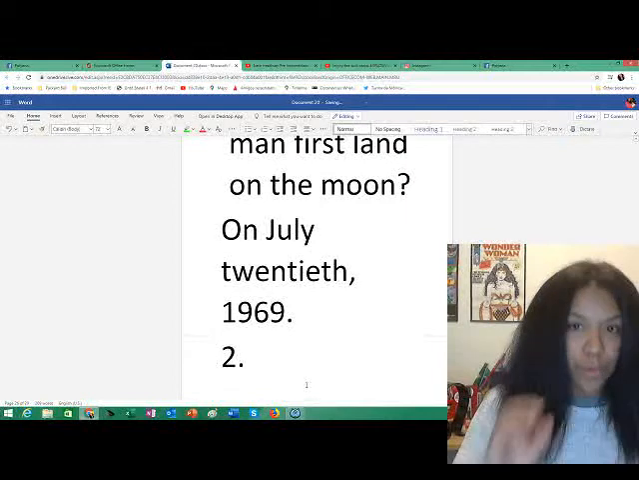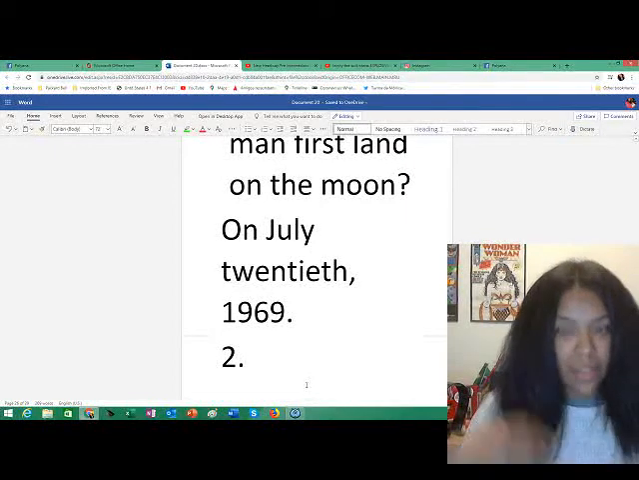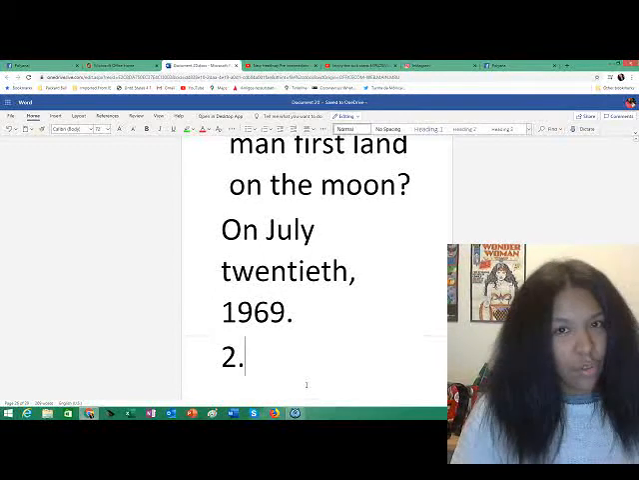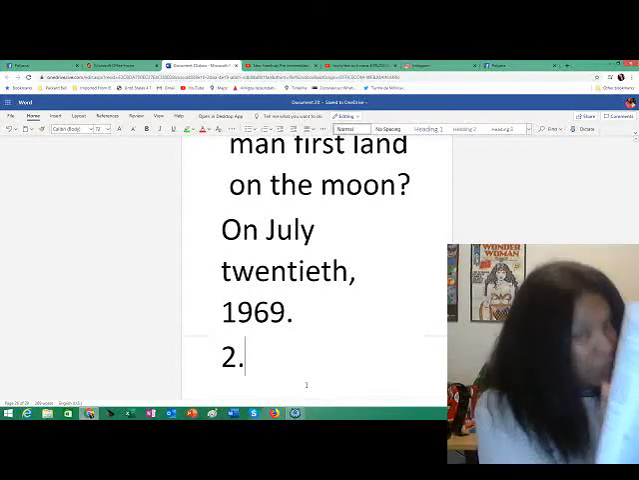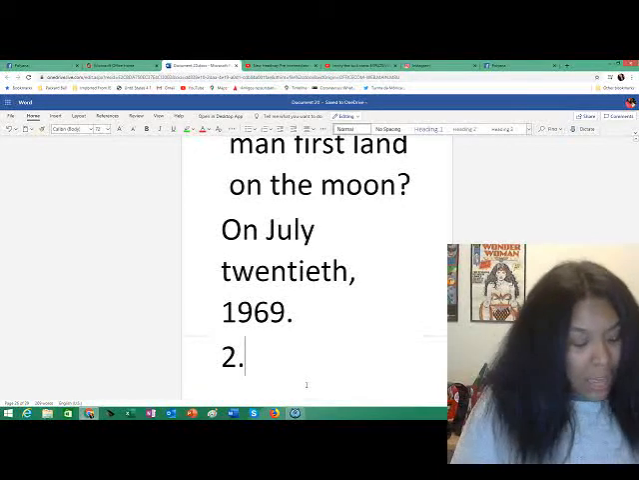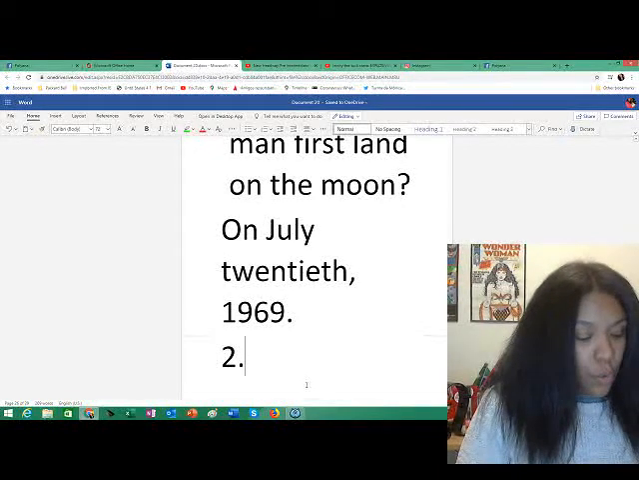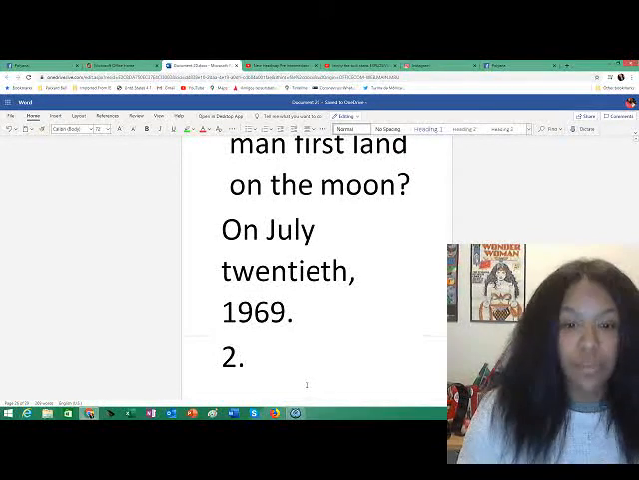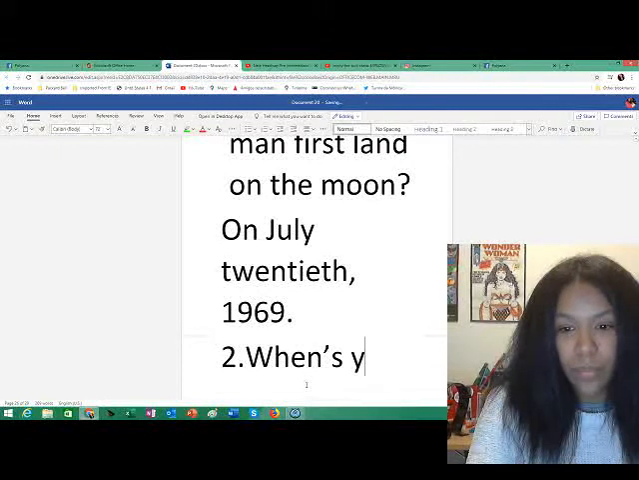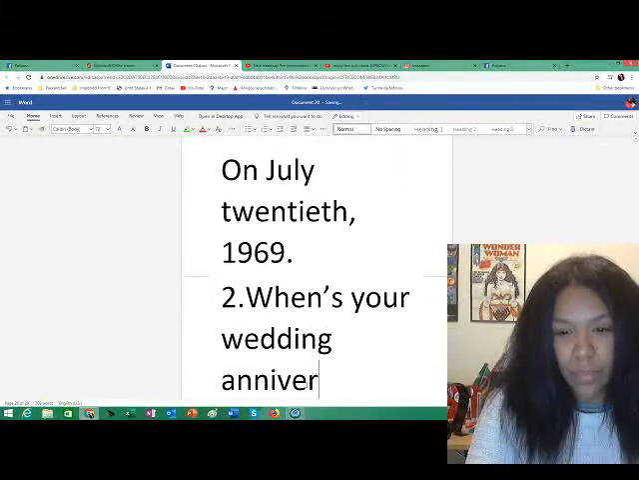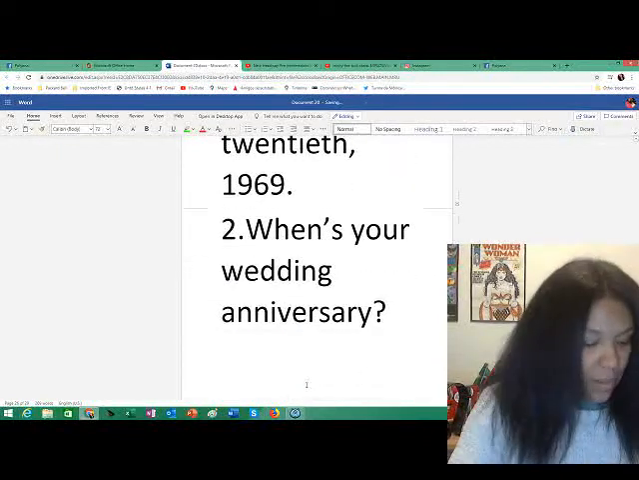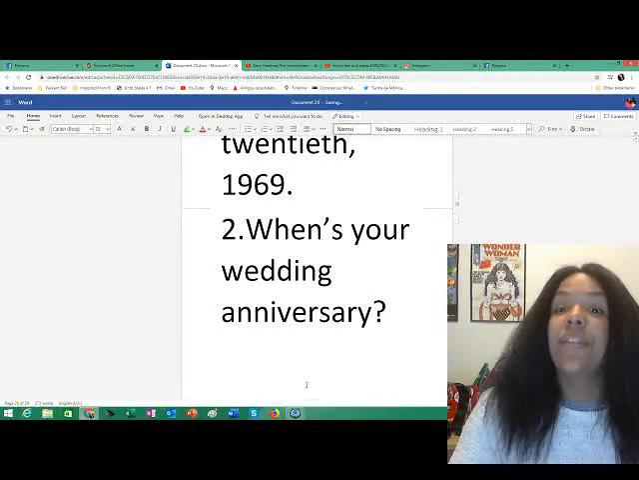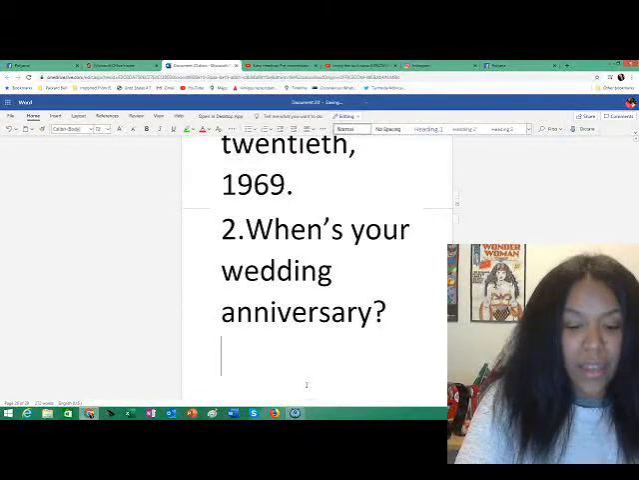Number 2, I'll read it a couple of times, try to write it down, and then I'll write it down. If you're really impatient about this, you can just go to the back of the book and look at the tape scripts. Number 2, when's your wedding anniversary? November the 8th.